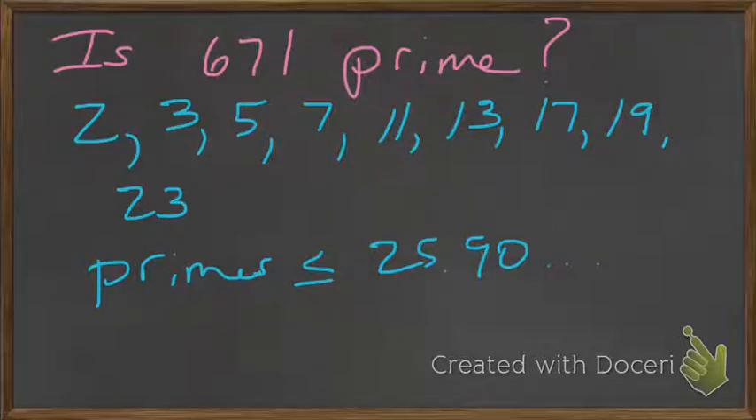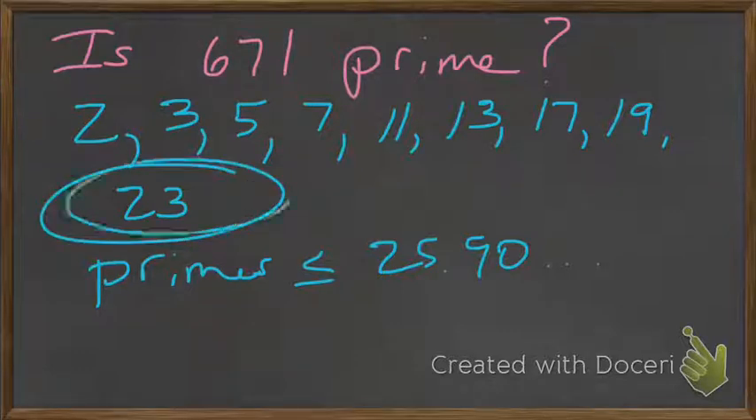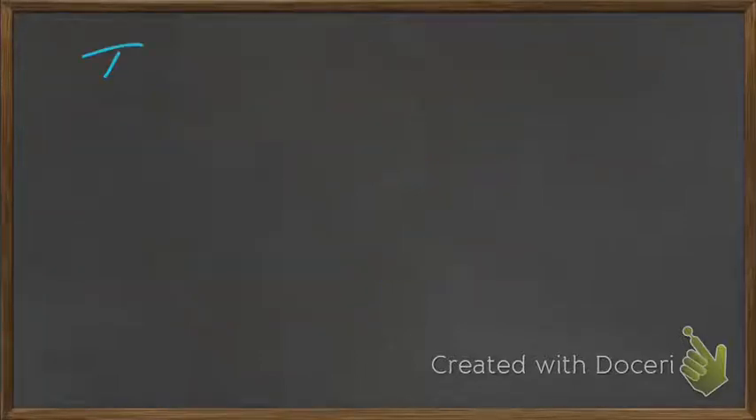That means if I want to know if 671 is prime, the biggest prime number I must consider is 23 when you're asked for the greatest prime. But let's just keep going and ask, is 671 going to be prime? To find out, we're going to divide by those prime numbers.